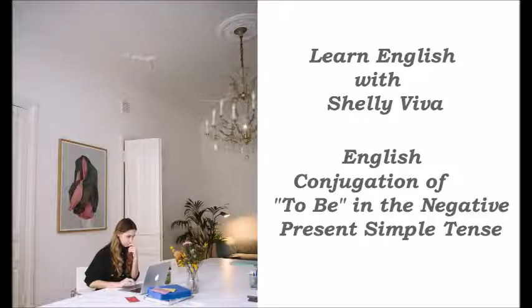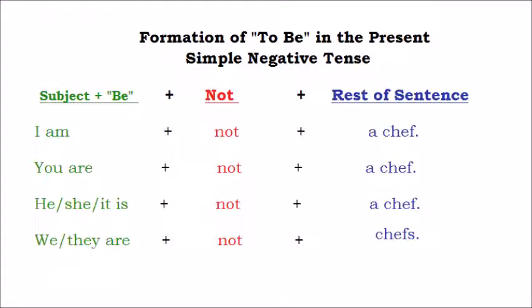Today we will learn English conjugation of to be in the negative present simple tense. Let's start off and see how we conjugate to be in a sentence in the present simple negative tense. First, we have our subject plus the right form of to be plus not plus the rest of the sentence.